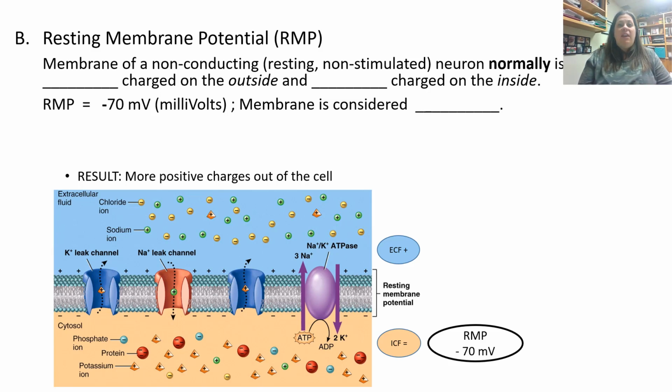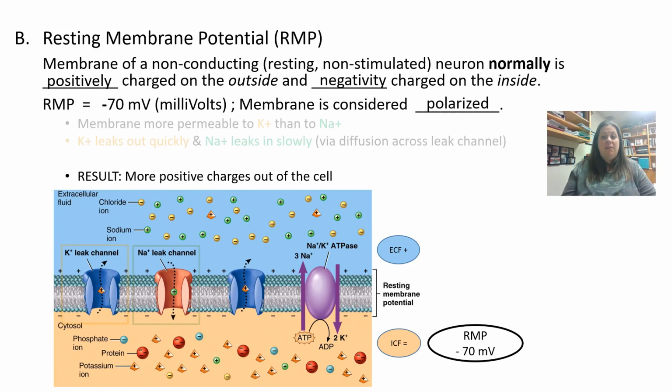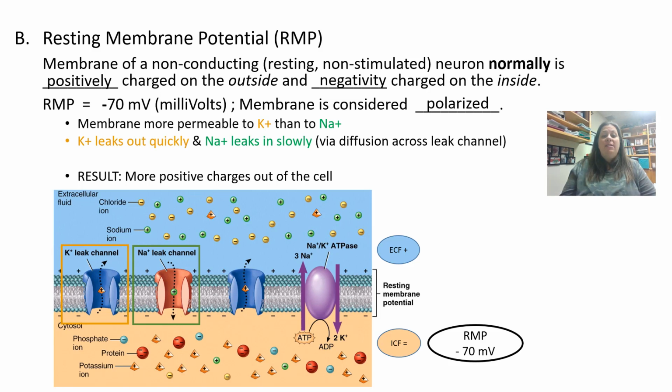So we see that the neuron is going to have a resting membrane potential. This membrane of a non-conducting at-rest neuron normally is positively charged on the outside of the neuron and negatively charged on the inside of the neuron. It sits at about a negative 70 millivolts. When this is the case, the membrane is considered polarized because we have a positive end, we have a negative end. We see that the membrane is more permeable to potassiums than it is to sodiums.